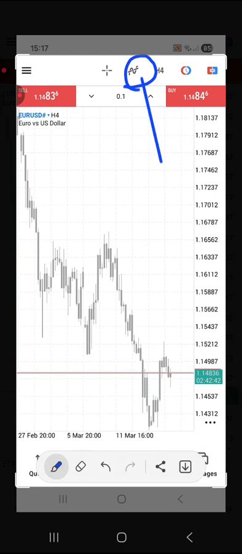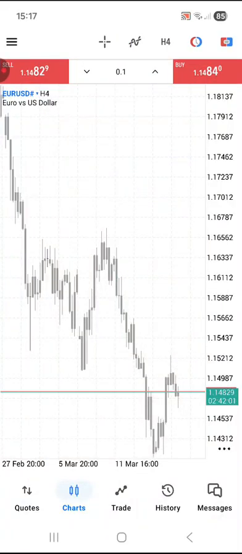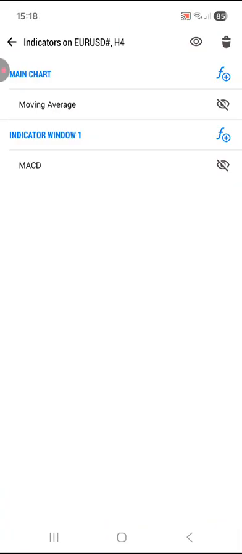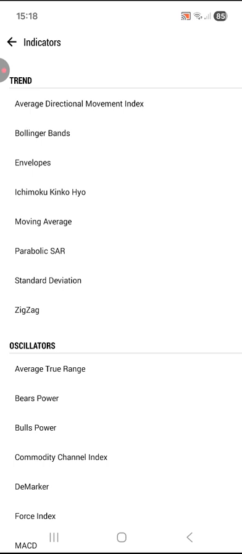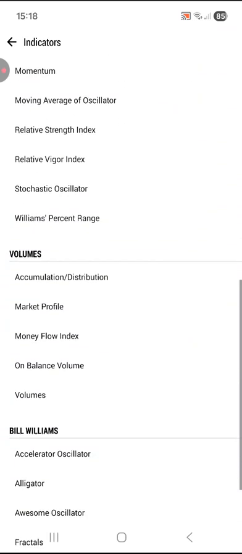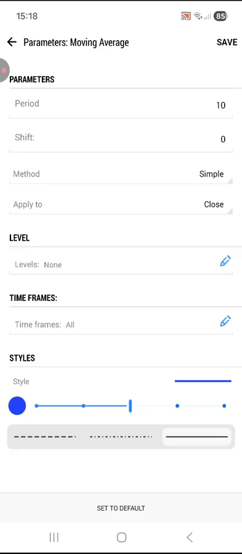This icon lets you add an indicator. It's called an indicator. So we're going to add a moving average, okay? So we want to add this indicator on the main chart. You can see there's many different indicators here. Many of them will confuse you. These are all mathematical indicators. We want to use a simple moving average. So we select moving average there.